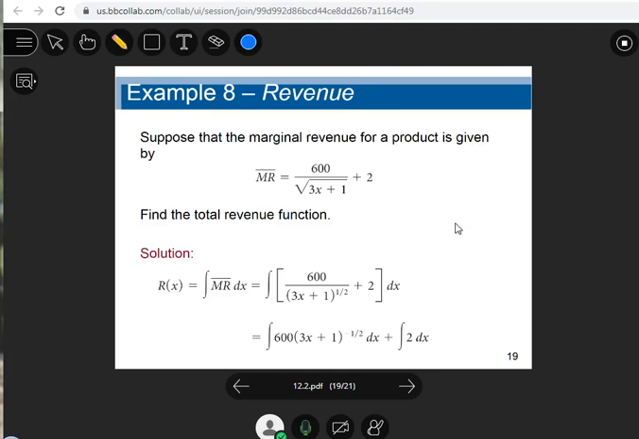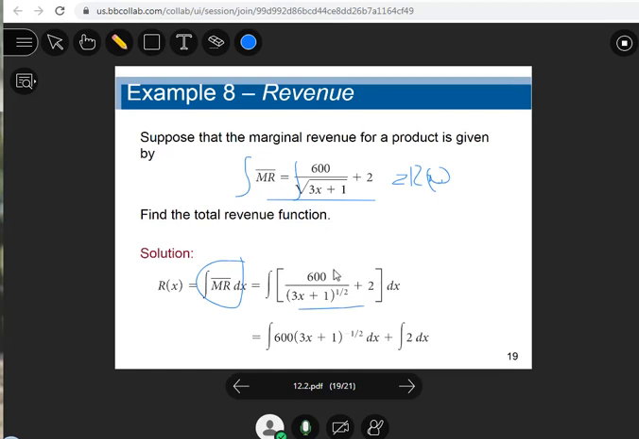So now we are going to solve some application problem here. Suppose that the marginal revenue for a product is given by this formula. So we know if we differentiate the revenue function, we can obtain marginal revenue. So consider the vice versa. I mean, if we integrate the marginal revenue, then we can obtain the revenue function. This is equal to the revenue function. So to obtain this revenue function, I integrate this marginal revenue. So you can obtain this expression.